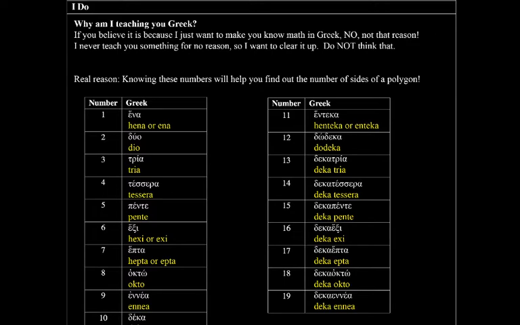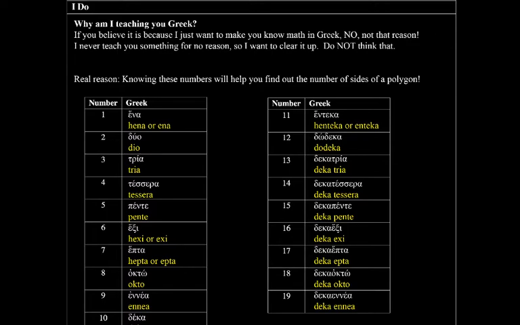So ena, and this is theo. The D is not a D, not dio, it's theo. Tria. So say that: ena, theo, tria. And then 4 is tesera. Tesera. A lot of you, if you're my student, speak Spanish. The pronunciation is almost exactly the same as Spanish. Actually, when you hear Greek being spoken, a lot of people think that it's Spanish. Okay, number 5 is pente. So say that, pente. So far we have ena, theo, tria, tesera, pente.